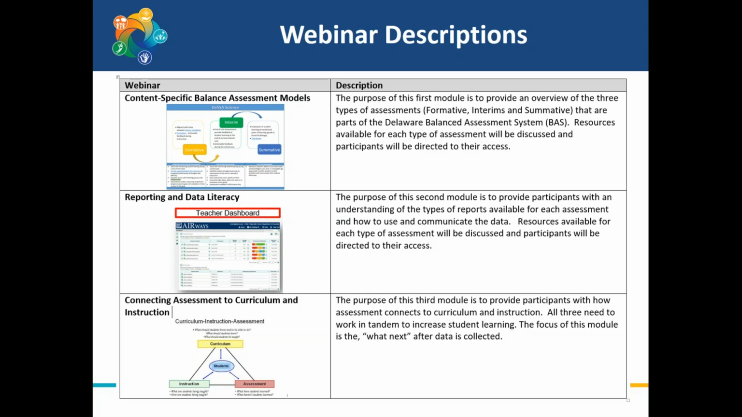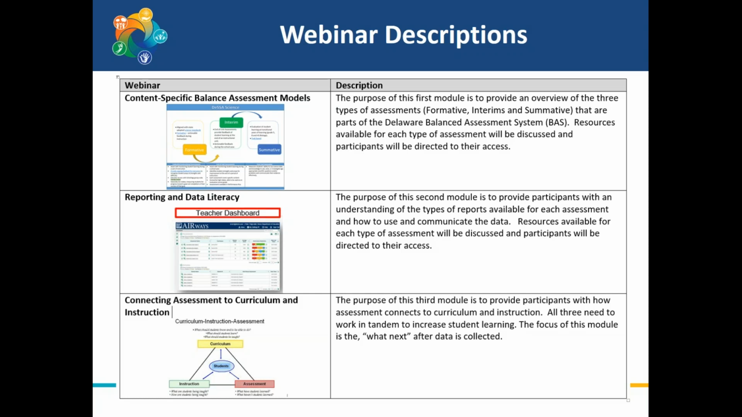The next webinar will be focused on providing participants with an understanding of the types of reports available for each of the assessments. So especially in science, that might be something you're interested in, because it'll probably be among the first times that we'll be looking at some of those science reports and talking about the data and what's available and what the data is telling us, and also discussing what resources are available to help parents, students, and teachers with regard to the specific reports that come out aligned to the summative assessment in science.